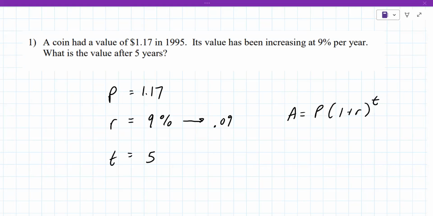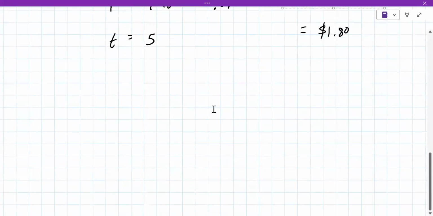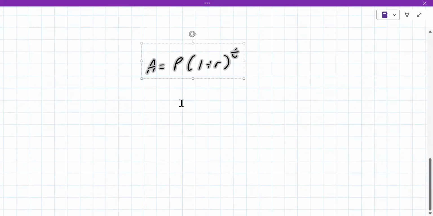Let me know when you have a value, please. 1.80. Yeah, $1.80. Okay. So the equation here, I'm going to center it to give you a little discussion.